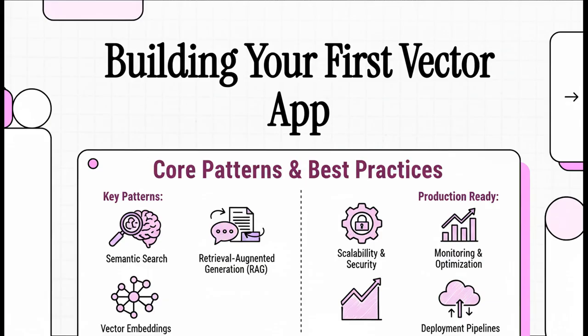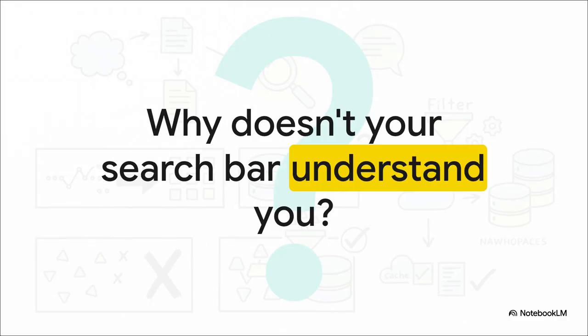by step. So let's kick things off with a problem that I'm sure drives us all crazy. You type something into a search bar, and it just gives you back results with your exact words, completely missing what you meant. It's so frustrating, isn't it? The search bar is just being literal. It's not being intelligent. Well, not yet, anyway.